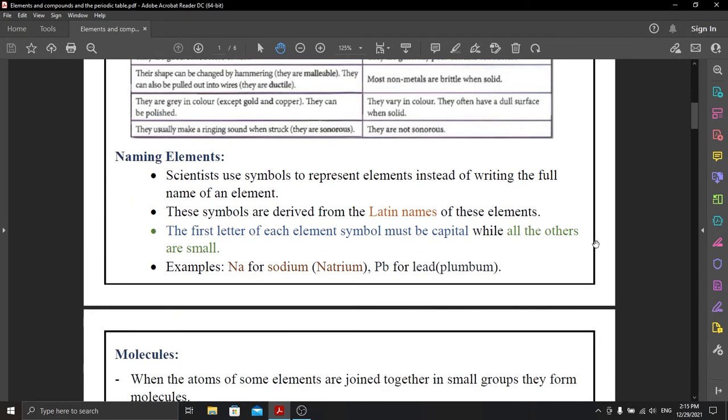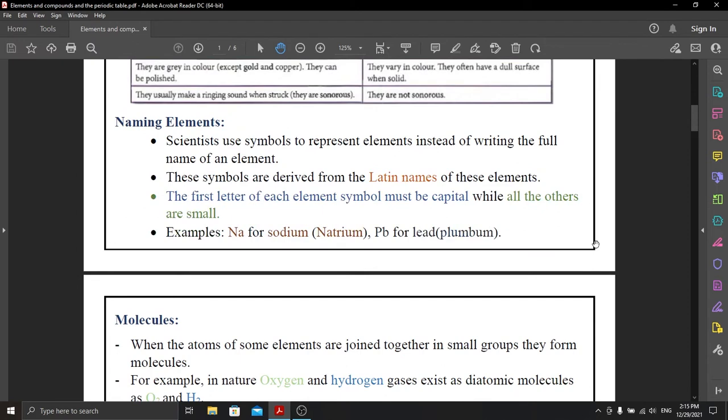Now to naming elements. Of course, when writing a chemical equation, which we'll be talking about later, I don't want to keep saying the full name of an element. So I don't want to say sodium plus oxygen. It's too long and takes a lot of time. We need a simpler way to express chemical equations and to express elements. So scientists use symbols to represent elements instead of writing the full name of an element.